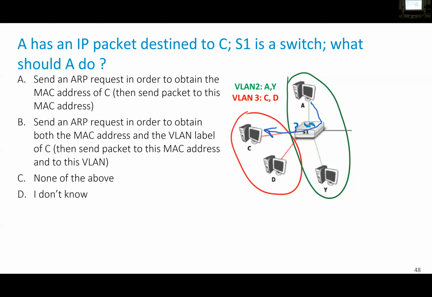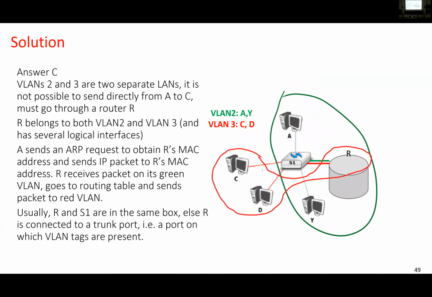And we see a tie with a short majority for B, but it's not correct. The correct answer is C, because we said A has a packet to send to C, right? Now, they're not in the same virtual local area network. They're not in the same VLAN, but a VLAN is like a LAN. So for A, it is as if A and Y were sitting on a physical concentrator or had an Ethernet cable here, and C and D are also on another one.